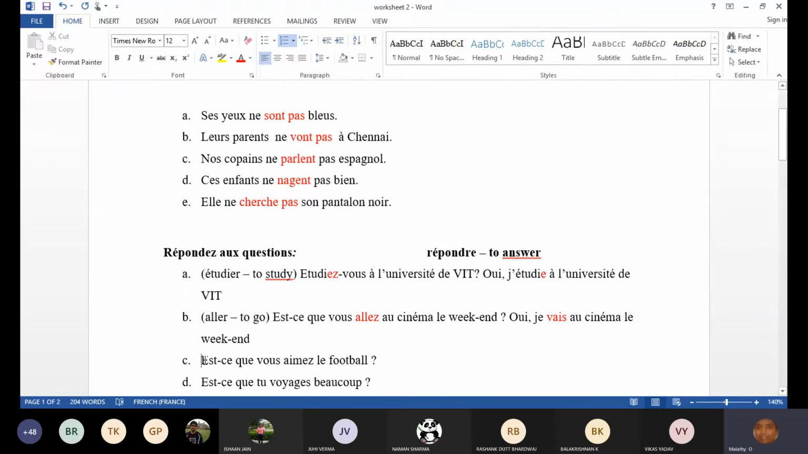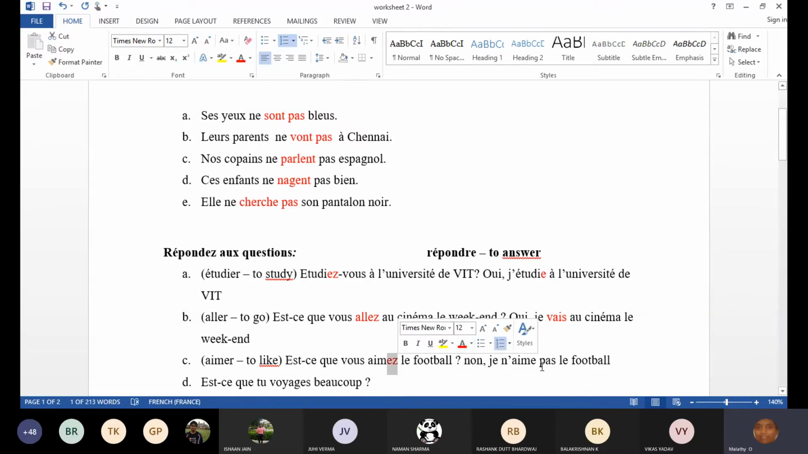And the third sentence, the verb used is aimer, to like. Est-ce que vous aimez le football? Do you like football? If you like, you say yes. If not, you say no. Non, je n'aime pas. Right? So here you can see the EZ has changed to E, and obviously since it's no, I've got to add the negation, ne pas. Fine.